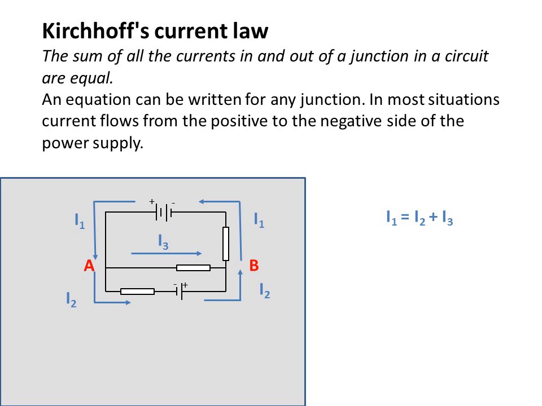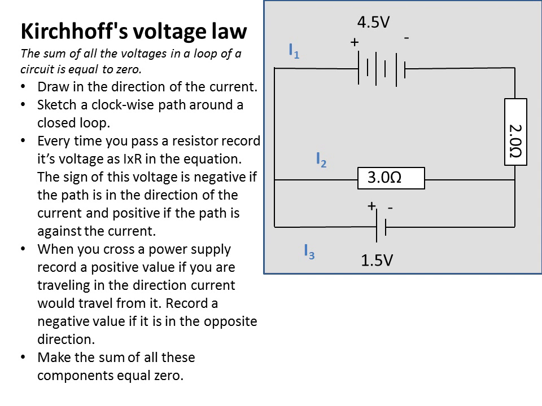Okay, so that's the current law. The current going into a junction on the circuit equals the current coming out of a junction on the circuit. Okay, so here we're going to work out a voltage equation, and we have Kirchhoff's voltage law, which states that the sum of all the voltages in a loop is zero. If I look at this top loop here, I have a 4.5 volt battery, a 2 ohm resistor and a 3 ohm resistor in the top loop. The sum of the voltages across all of these is going to equal 0.